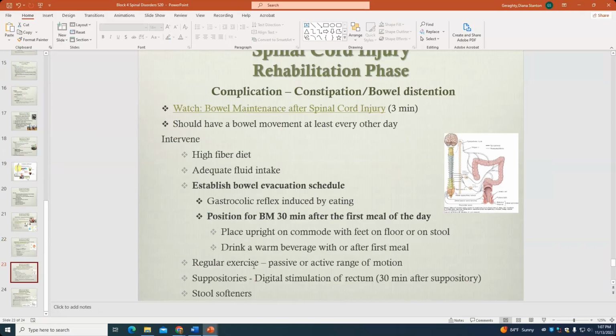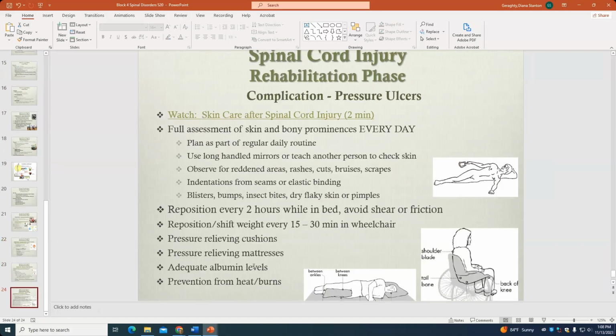But definitely keep their range of motion. And they may need extra help, and maybe some suppositories, but we've got to keep that bowel moving as well as possible. And skin care, again: reposition every 2 hours while in bed, every 15 to 30 minutes if up in a chair, and make sure someone is doing a full assessment every day.